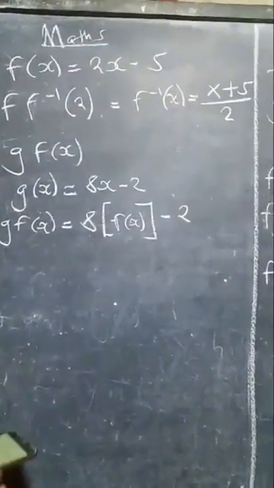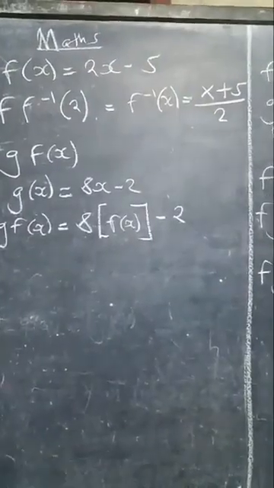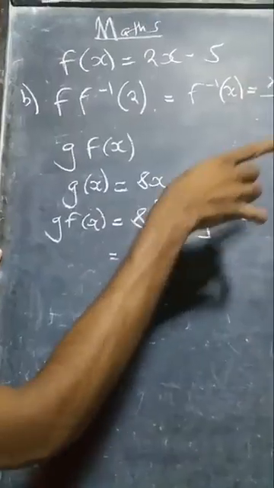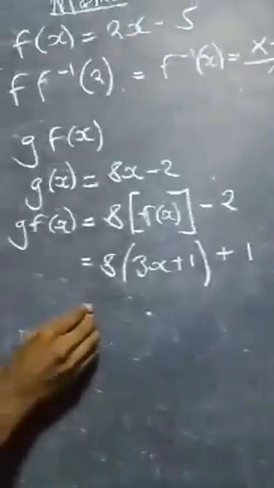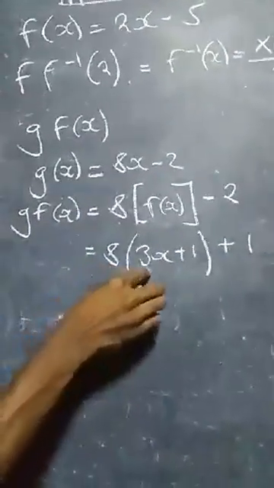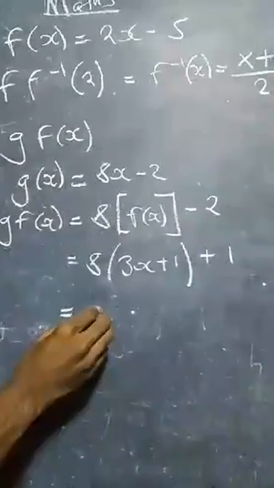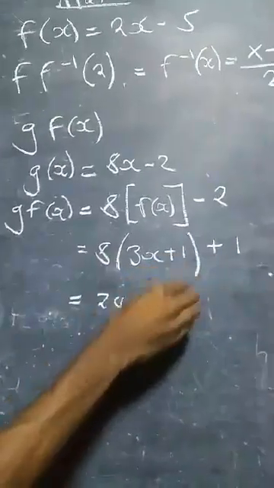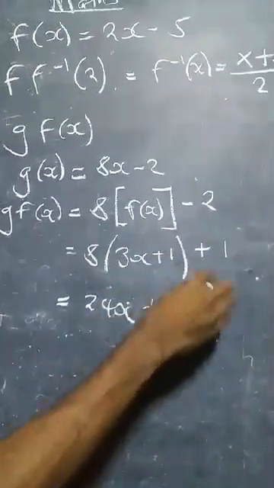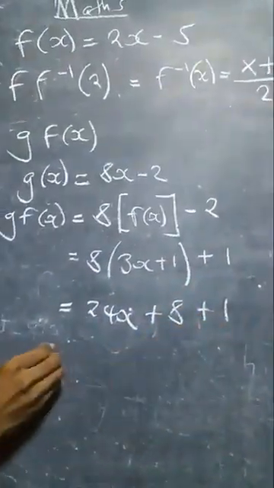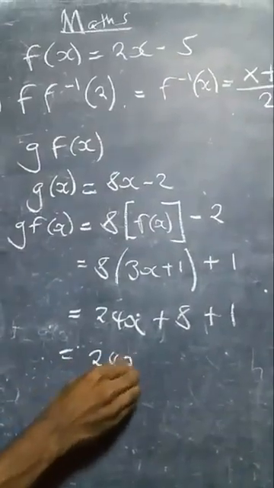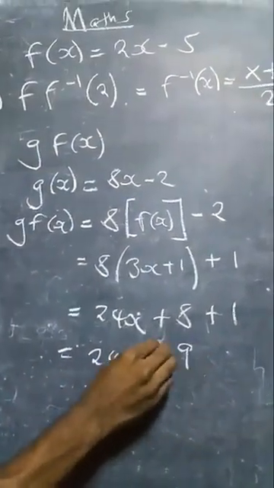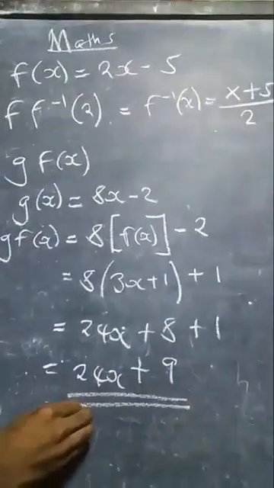Then what do we have now? So 8 by 3x is 24x. 8 by 1 is plus 8, then plus 1. That means what we have is 24x plus 9.